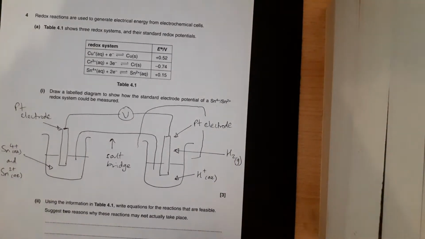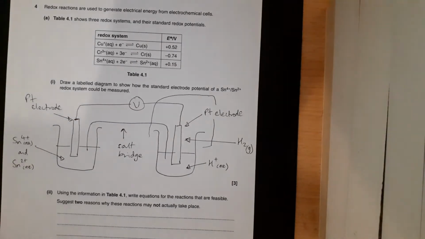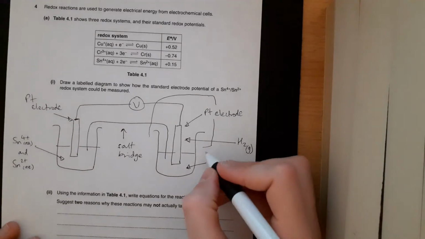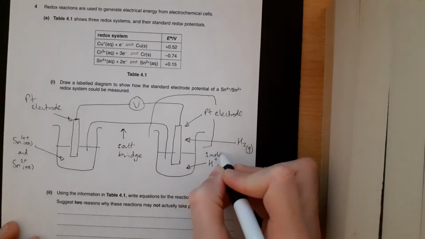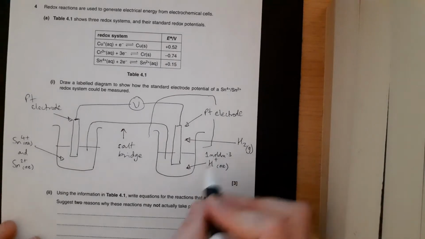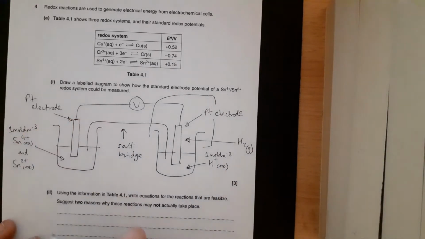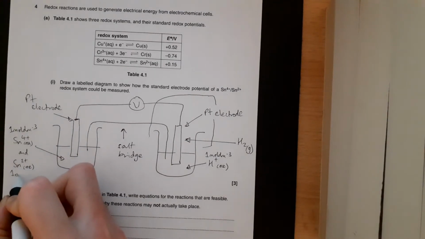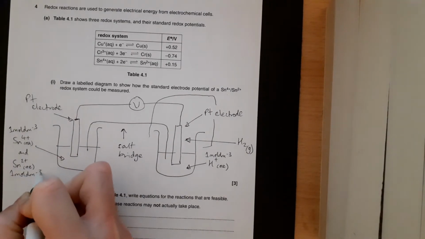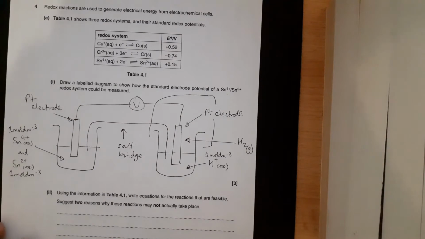And then finally, because we're trying to measure the standard electrode potentials, we're going to have the concentrations of the solution being 1 mole per decimeter cubed. Okay, and that does matter. So we need 1 mole per decimeter cubed here, and with the tin 4 plus, and also with the tin 2 plus, that would have to be 1 mole per decimeter cubed as well. Okay, so quite a lot there to do to get 3 marks here.